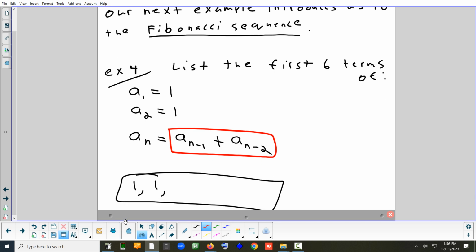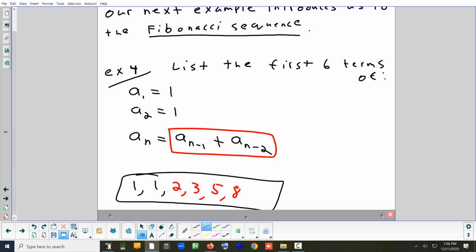So what do you think the next term would be here if we add the 2 that came before it? Next one would be a 2. And then the next one would be a 3. And then 2 plus 3 is 5. And I don't know how many they want, the first 6. Okay, that's it.